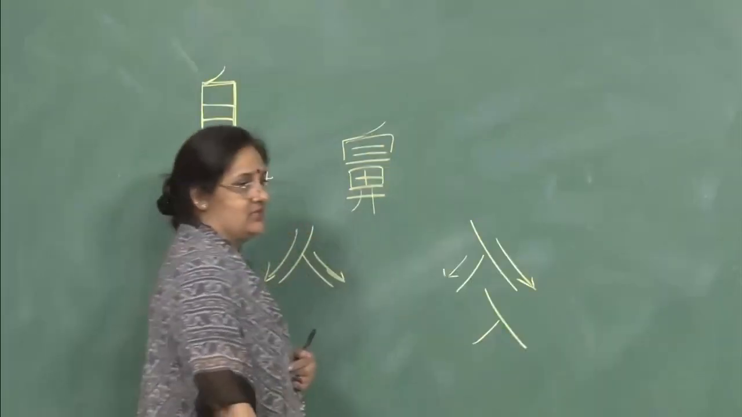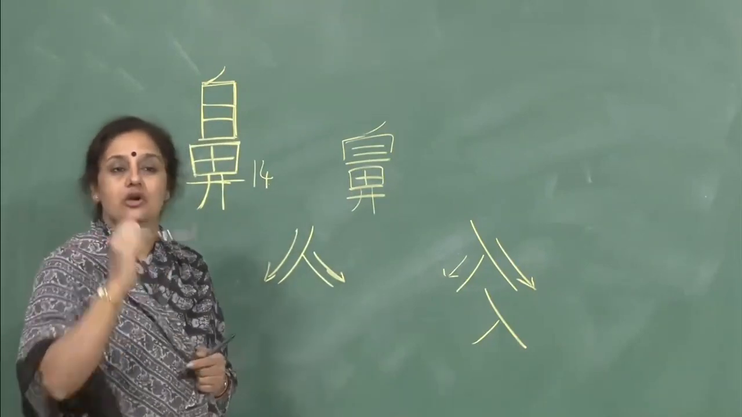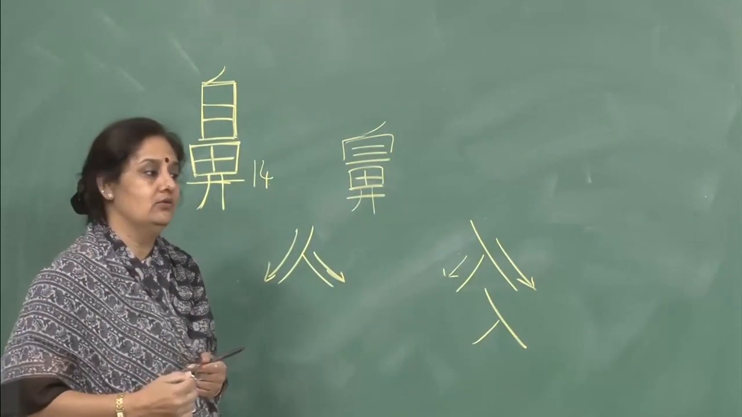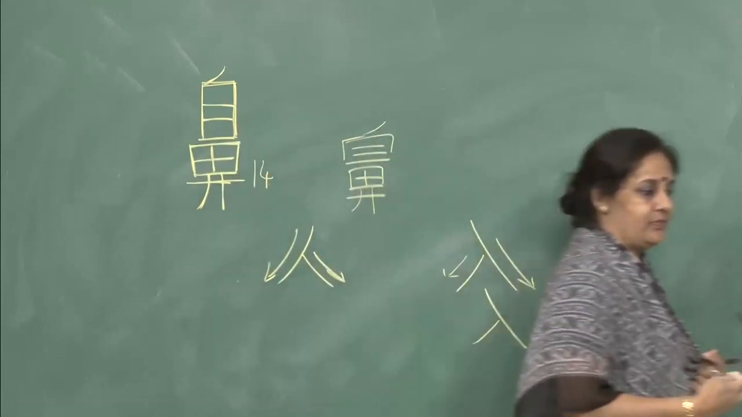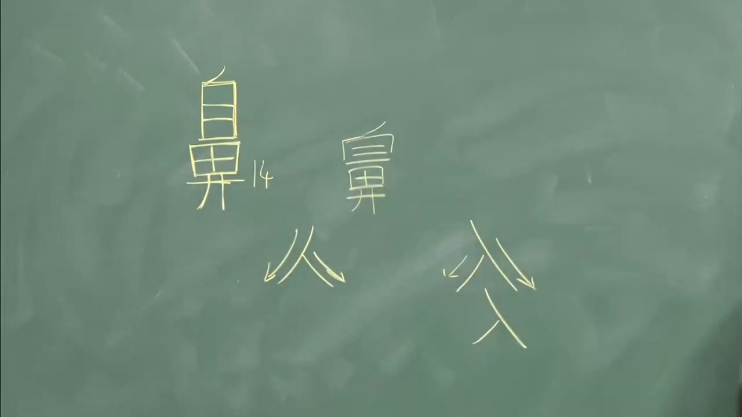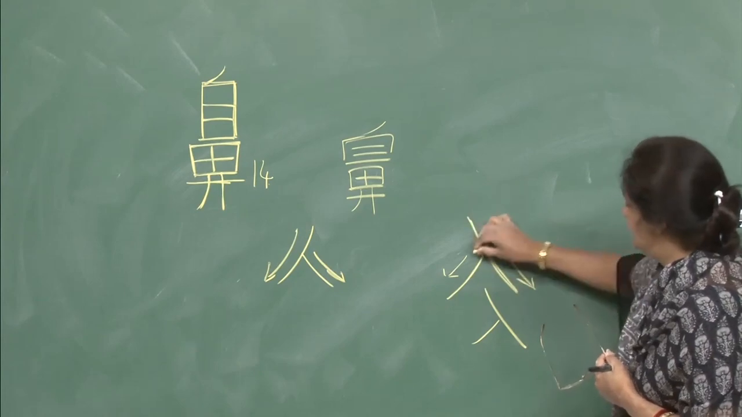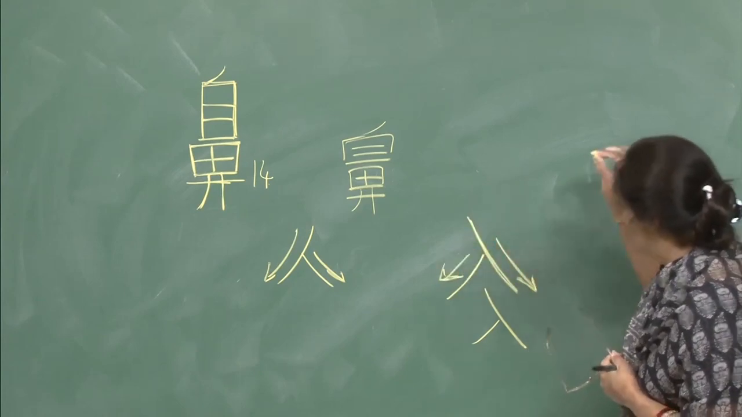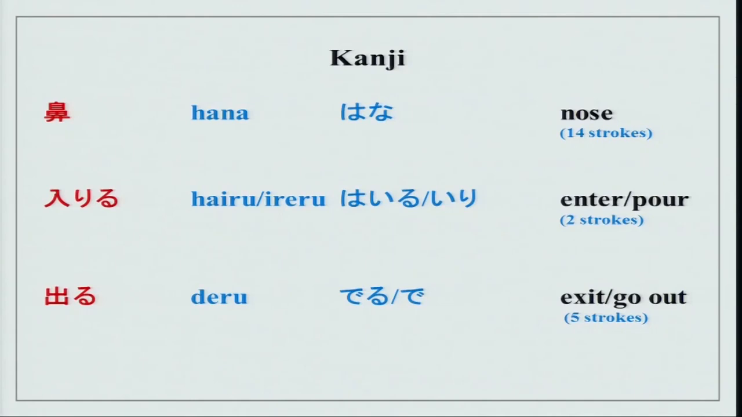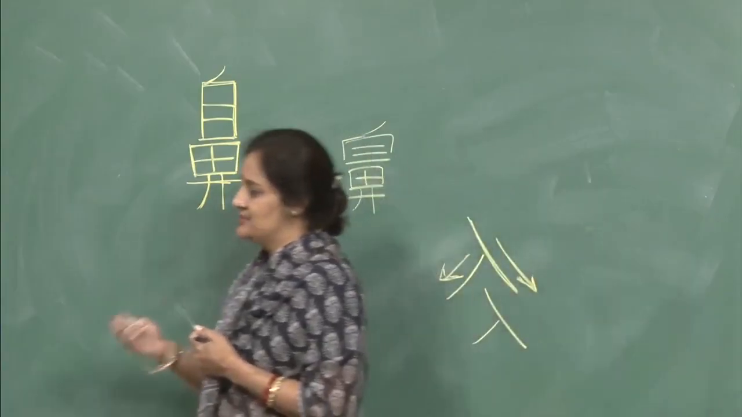1 and 2. This means to pour or to enter. Ireru or hairu. It's a 2 stroke character like hito, but the order is different. So, please remember the order for hairu is this, 1 and 2. Now, there's another character which I am sure you feel is quite similar.